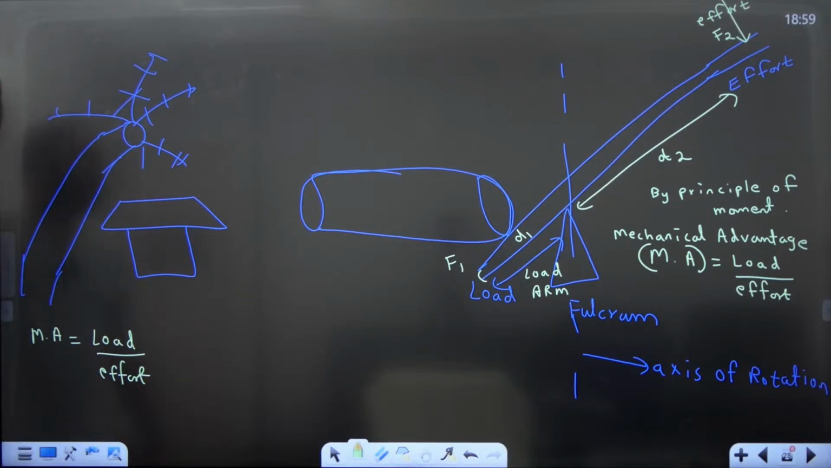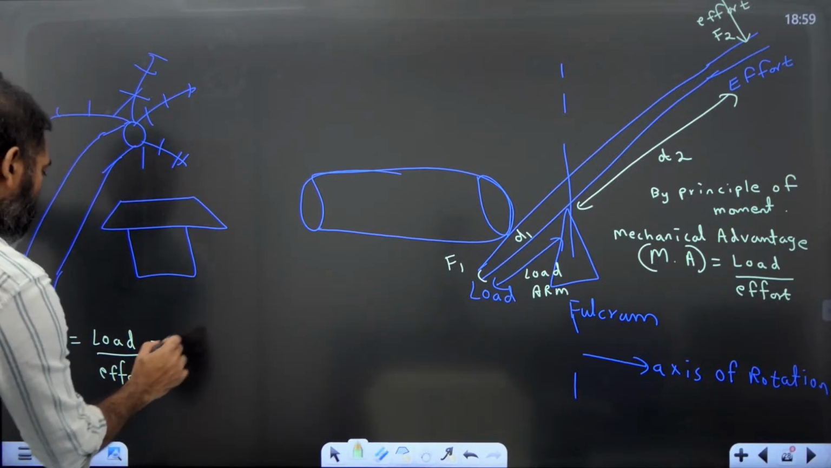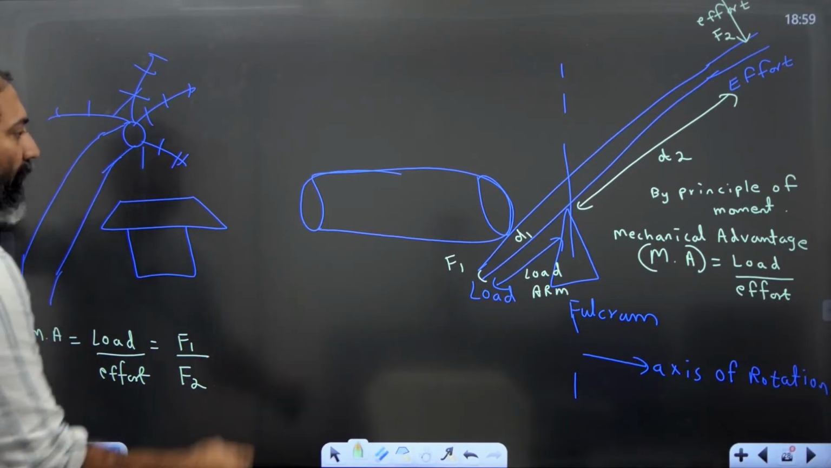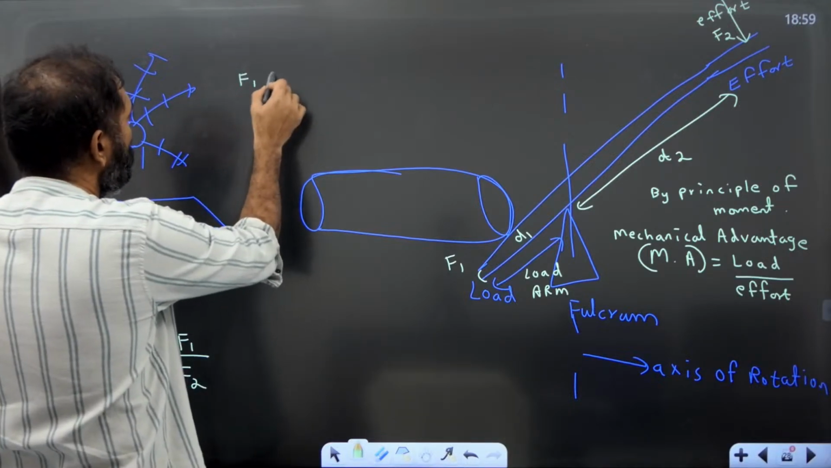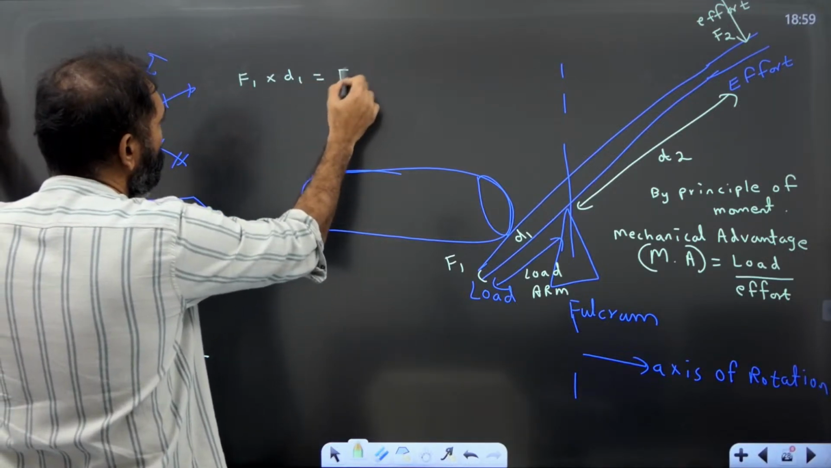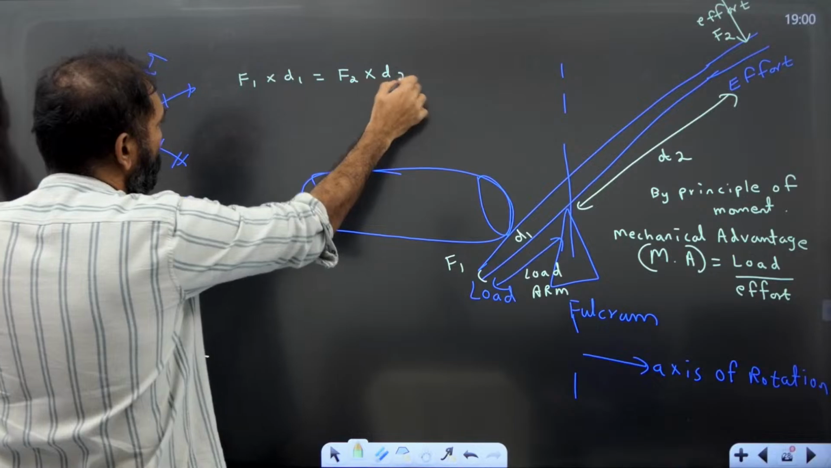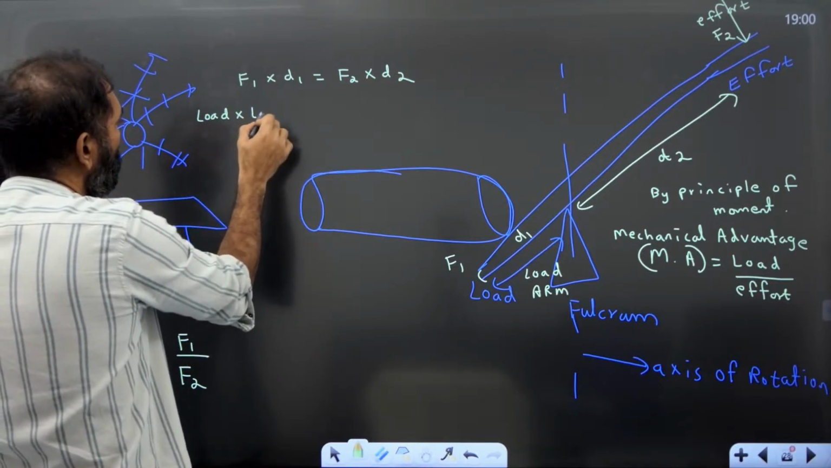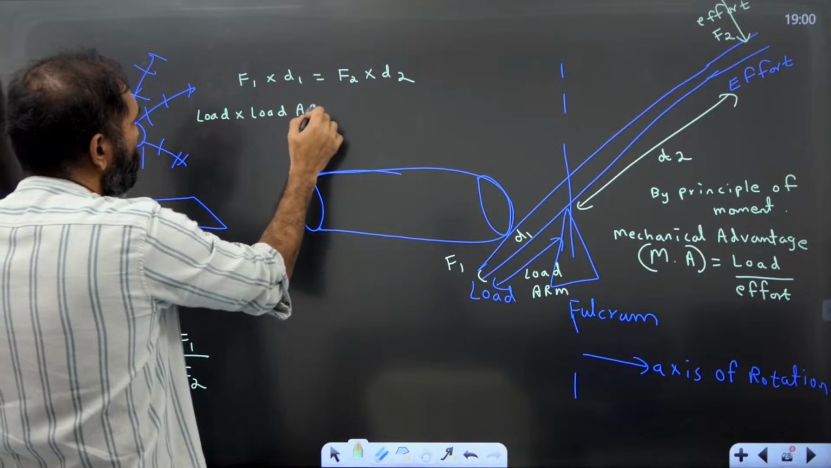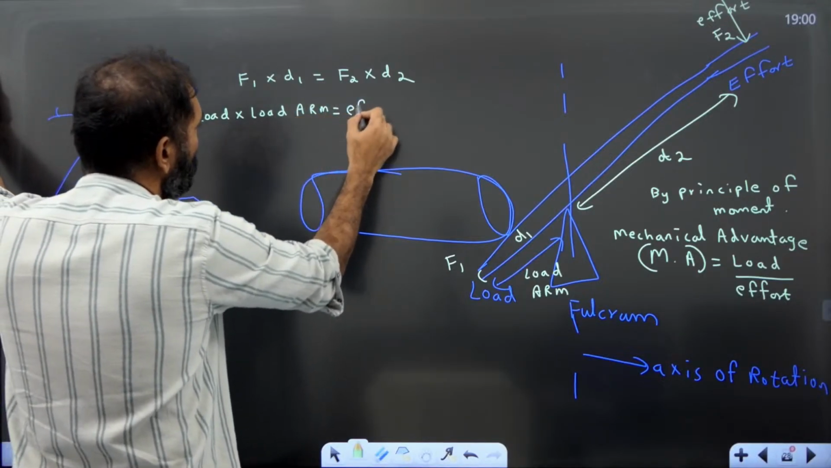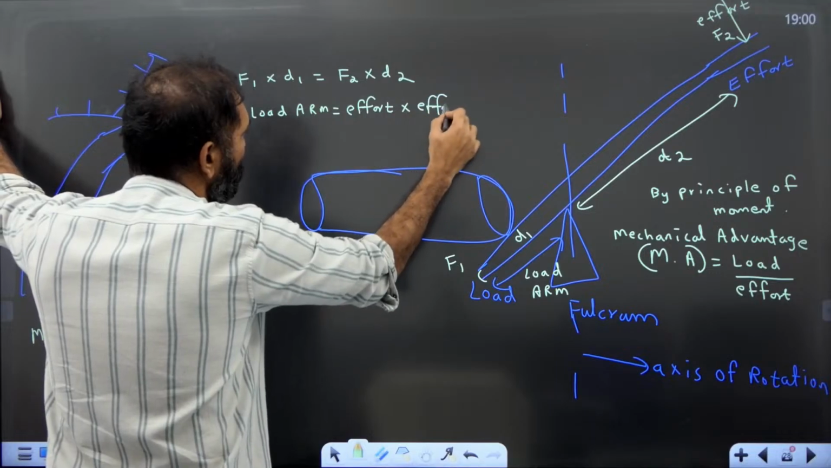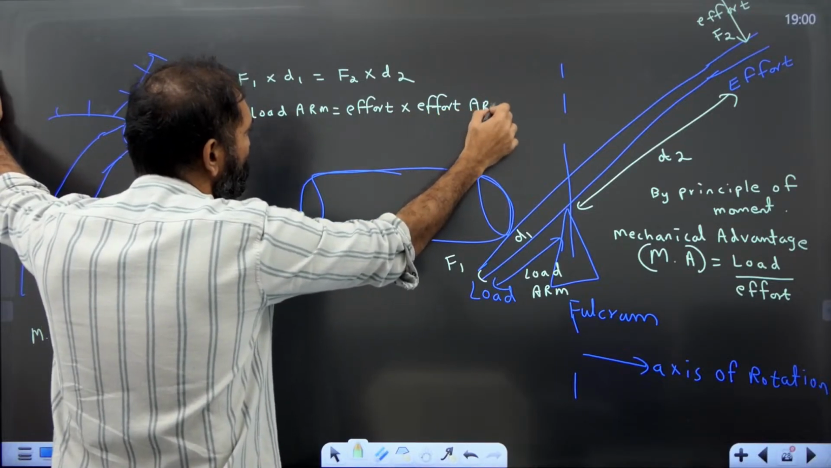What is load here? F1 by F2. Now we know that F1 D1 is equal to F2 D2. That is, F1, the load, into the load arm is equal to the effort, F2, into the effort arm.